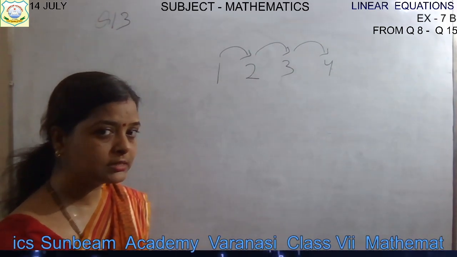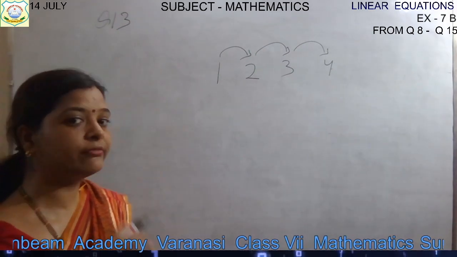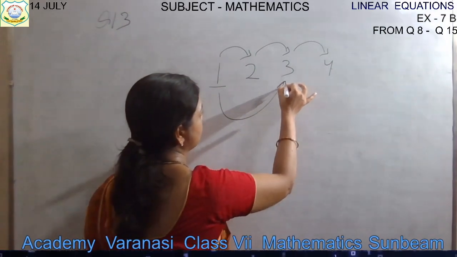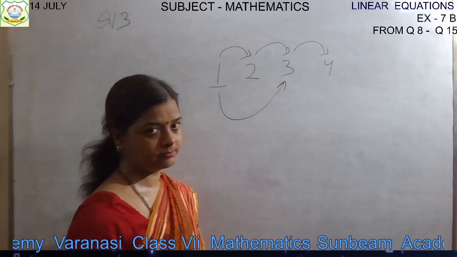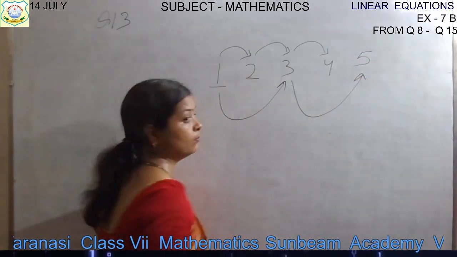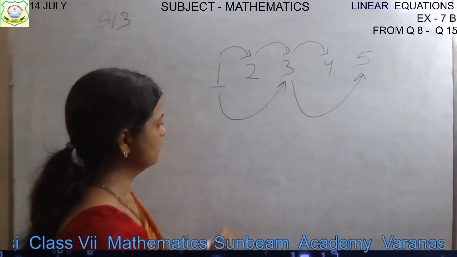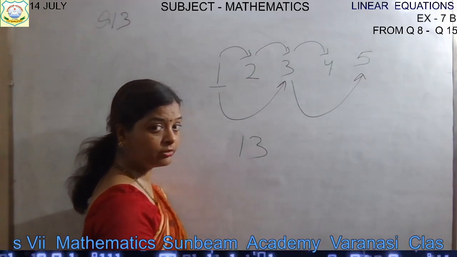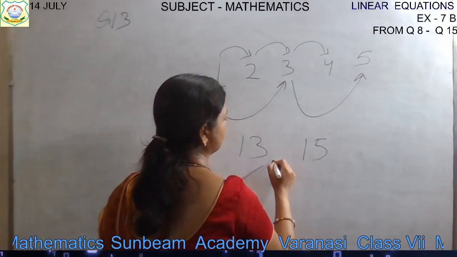And which type of integer? Odd integers, as well as consecutive. One after the other. Like after 1, the next odd number is 3. So 1 and 3 are consecutive odd integers. Okay. After 3, which odd integer will come? The consecutive odd integer will be 5. If you talk about 13, the next consecutive odd number will be 15.